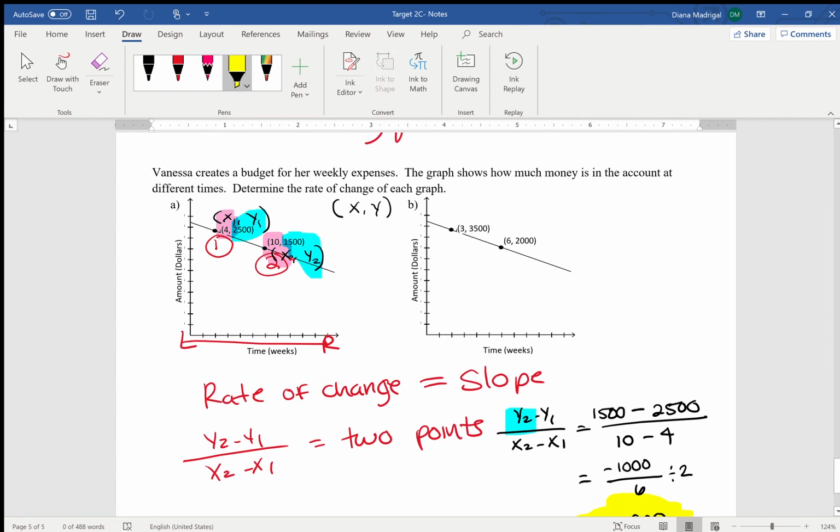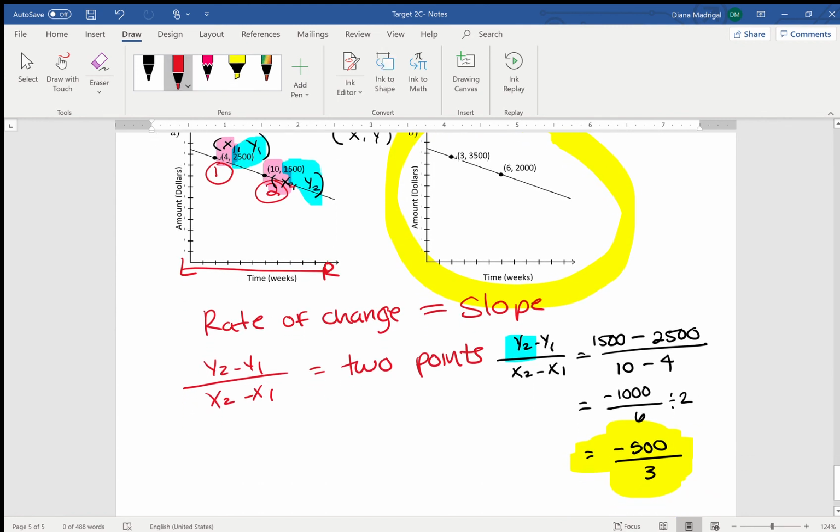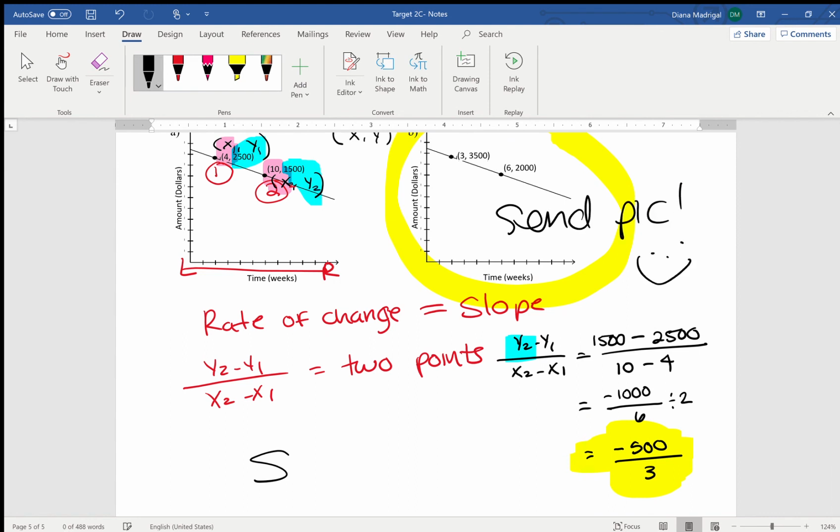Okay, you need to do the same thing for the next problem. You have 2 points, okay? And again, this one you should be able to try and send me a picture. Okay, this is a head start to your target D. Target D, we're going to talk about this, okay? So just try it, send a picture, let me know if you have questions.